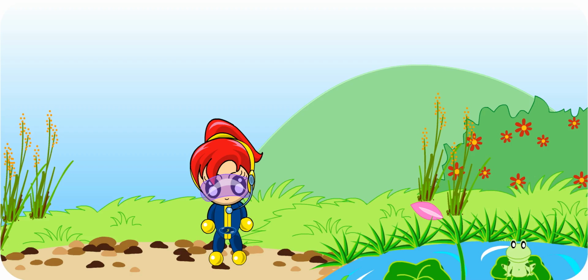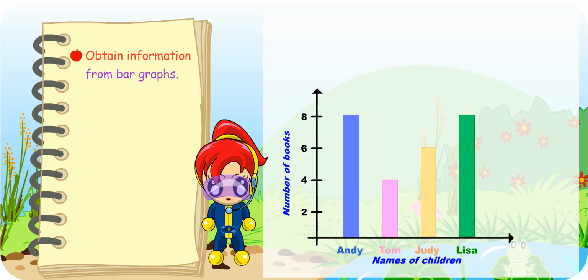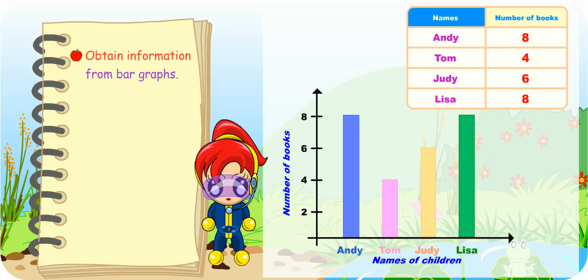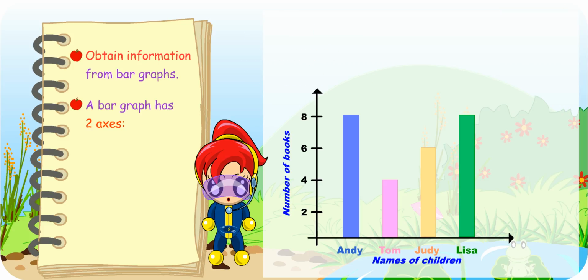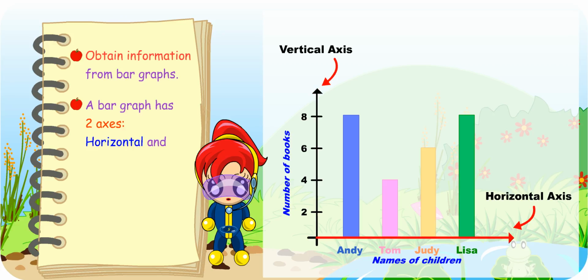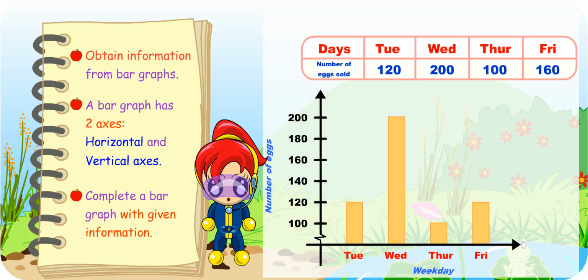Now let us recap what we've learned today. I have learned how to obtain information from bar graphs. A bar graph shows the information that is in a table using bars. It allows us to read and interpret the information easily. A bar graph has 2 axes, the horizontal and vertical axis. Anything else? I have also learned how to complete a bar graph with the given information.